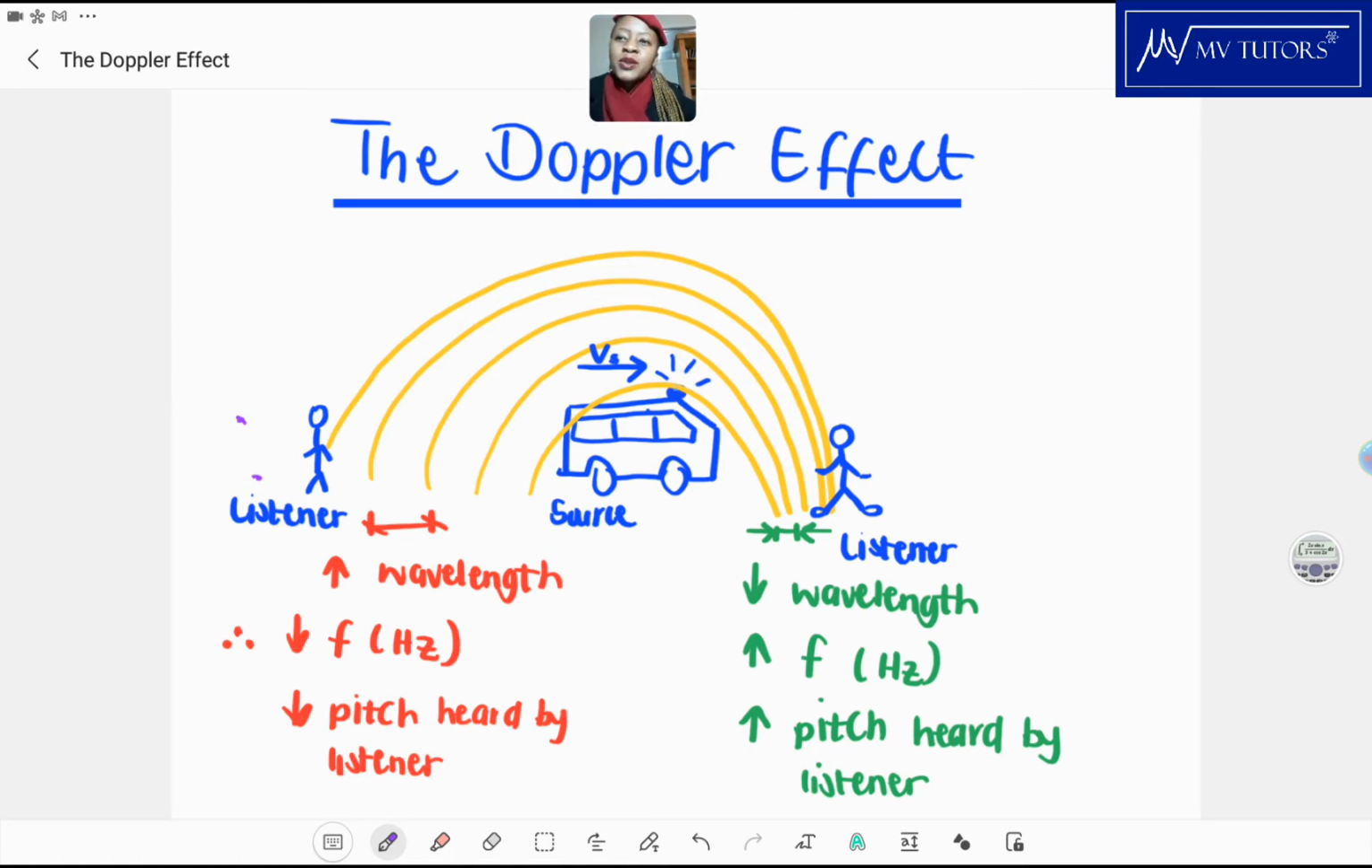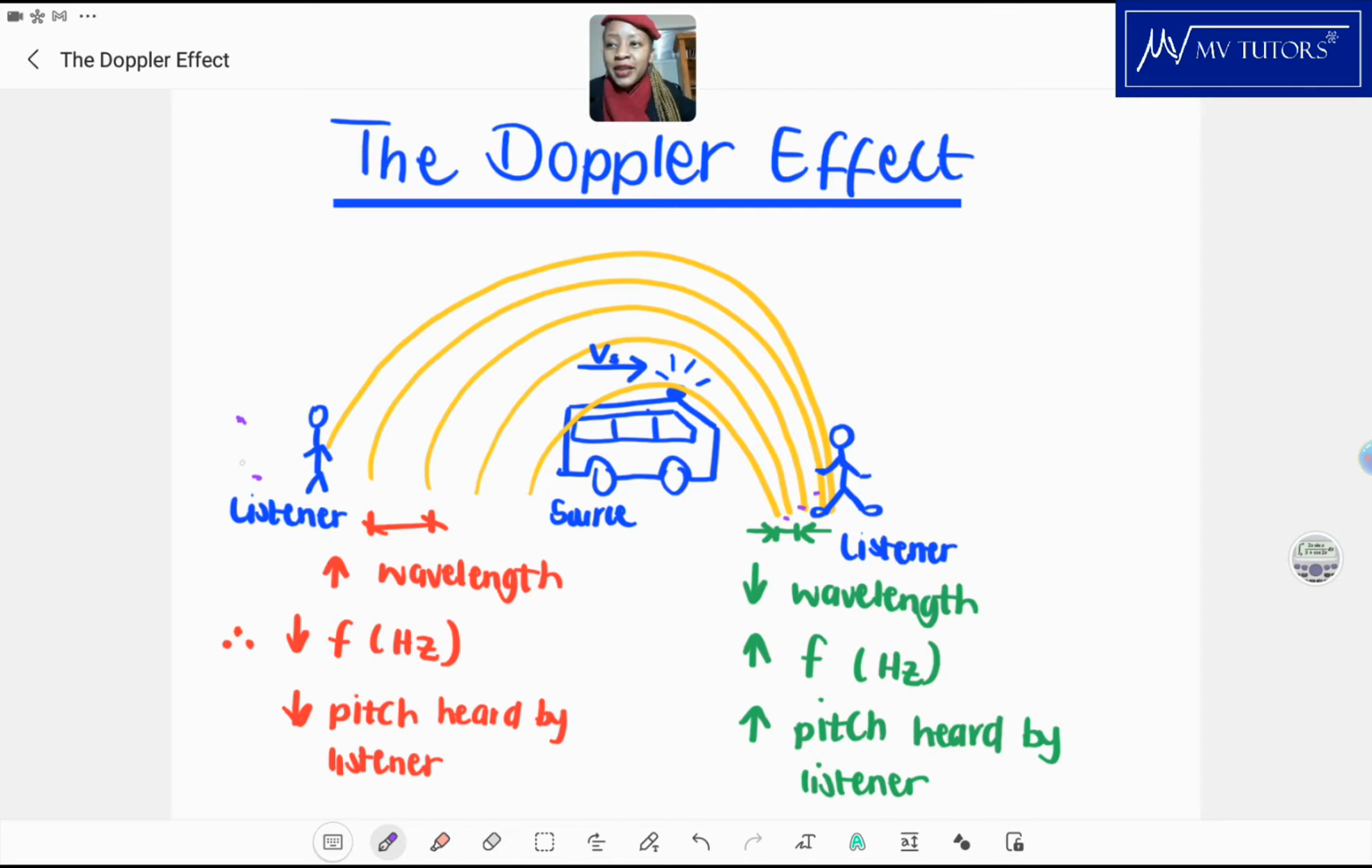Because as it moves towards you, the sound waves it forms become compressed as they come towards you. And the more compressed they are, the lower the wavelength. So you see the distance between the waves is quite small. The lower the wavelength, the higher the frequency or the pitch that you're going to hear.